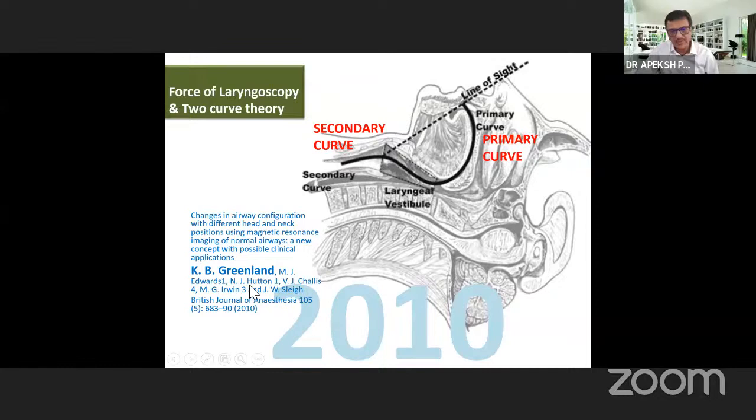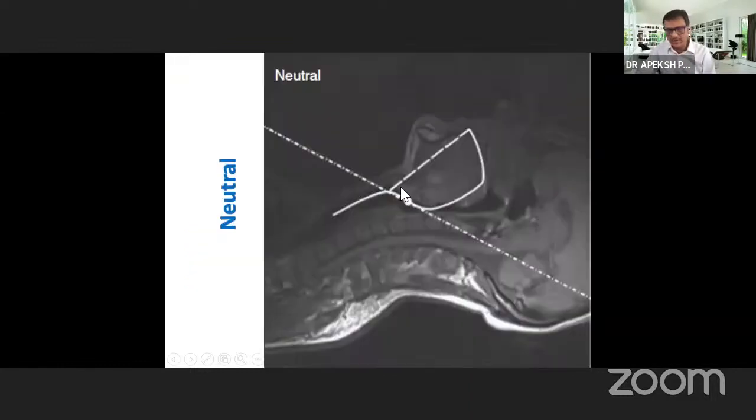This was explained in 2000 by Dr. Greenland. This is the primary axis, the oropharyngeal-laryngeal axis, and the secondary axis is the laryngeal-pharyngeal-laryngeal-tracheal axis. Fine? So this is the primary axis, and this is the line of sight. If you look at the area between the primary axis and the line of sight, it is mainly submandibular tissue and tongue. So if you are able to reduce this area, it decreases the force requirement. What we are doing during conventional laryngoscopy is shifting this submandibular tissue, mainly the tongue, above the line of sight to create a line of sight. Now, if you look at the area in the neutral position between the primary axis and the line of sight, it is this much of an area.